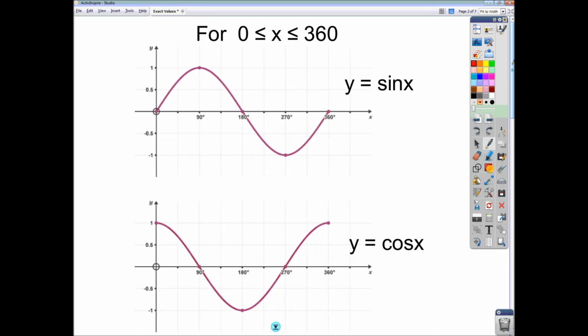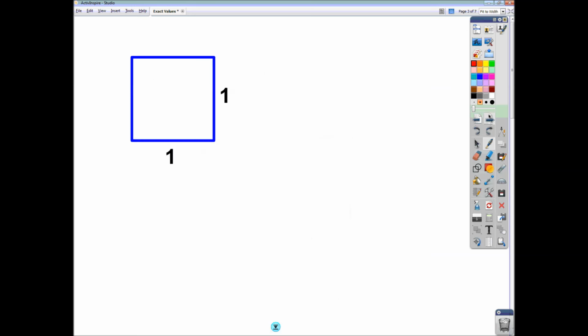Now, you'll also be expected to be able to give the exact value of sine, cos, and tan of angles such as 30 degrees, 45 degrees, and 60 degrees, which is not so easy to just retain and remember, because you can't do that by just looking at the graph. So what I'd like to do is show you how best to remember what these are.